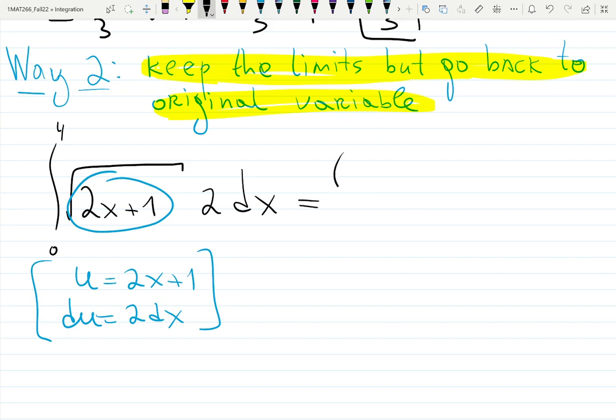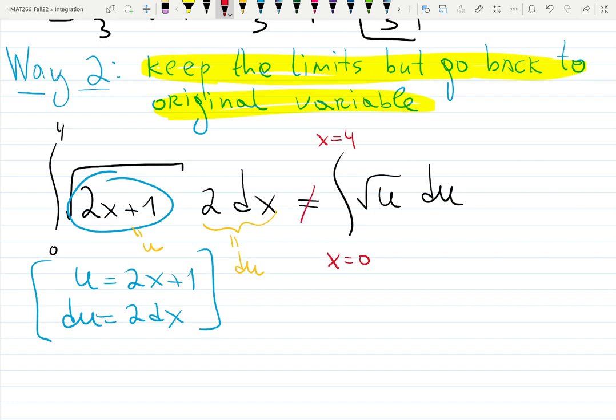But then the integral will not look the way it used to be. It will be square root of u du. Do you understand that? u is inside of the square root, and this part is perfectly du. So it's square root of u du. And then make this notation: x equals 0 and x equals 4. Basically, you're treating this integral as an indefinite integral, and then at the end, you plug in the original numbers.